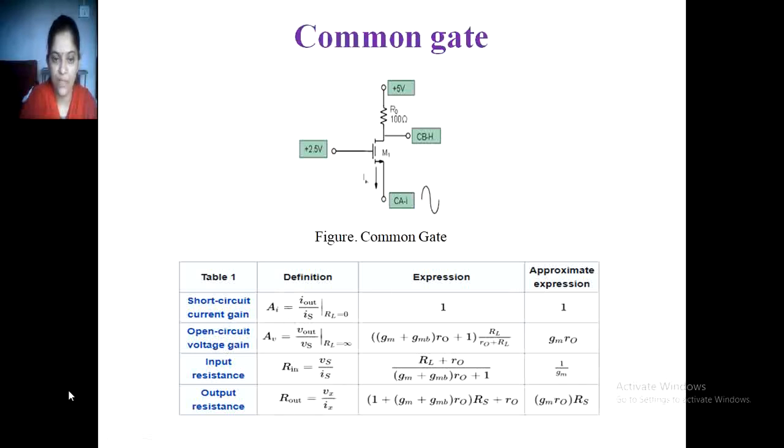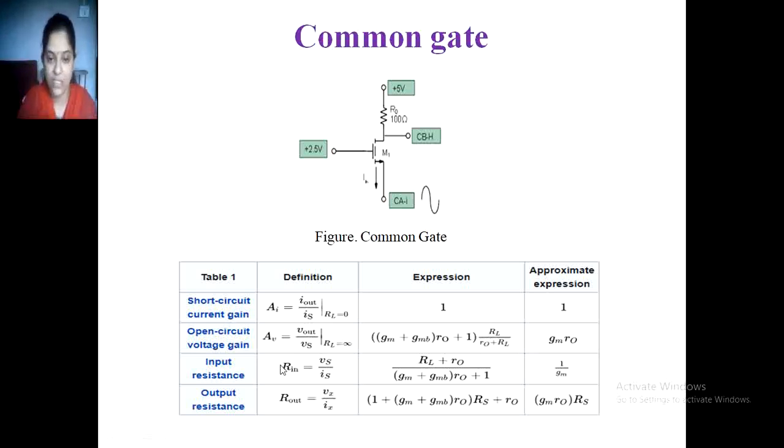Let us see the parameters for the common gate. Short circuit current gain is AI equal to I out divided by IS, and the approximate value of the current gain is equal to 1. Open circuit voltage gain for the common gate is AV equal to V out by VS when RL is infinity. The expression is (GM plus GMB) R0 plus 1 times RL divided by R0 plus RL. The approximate equation is transconductance times R0.